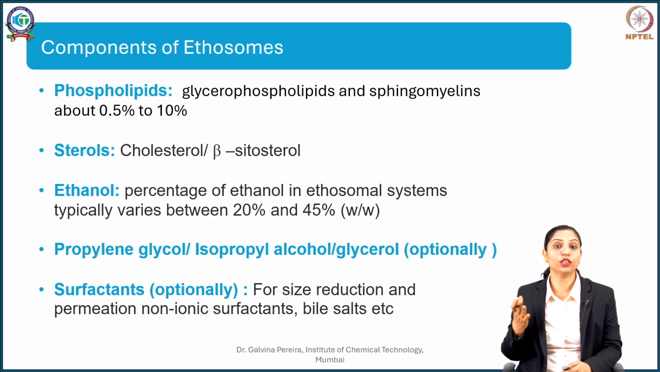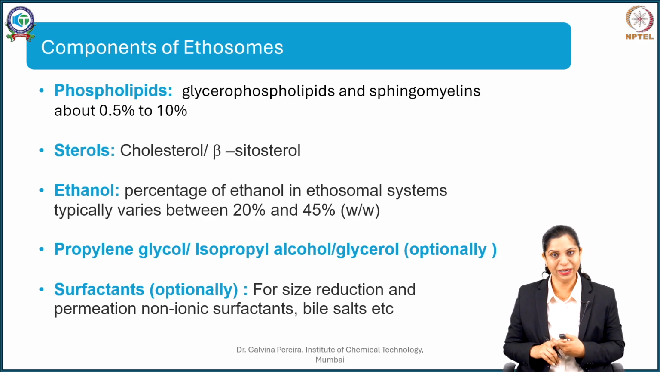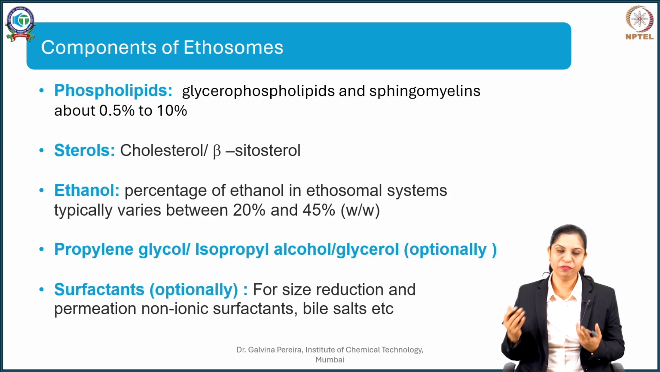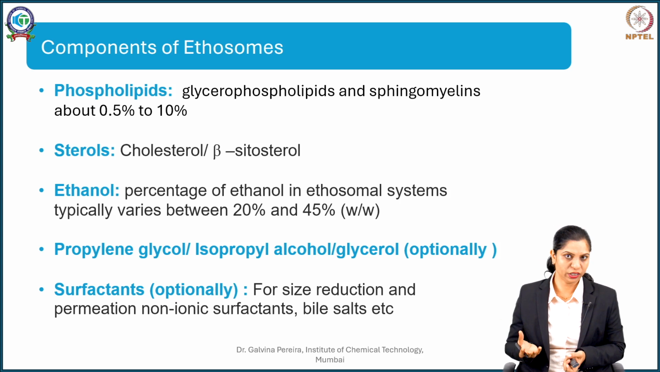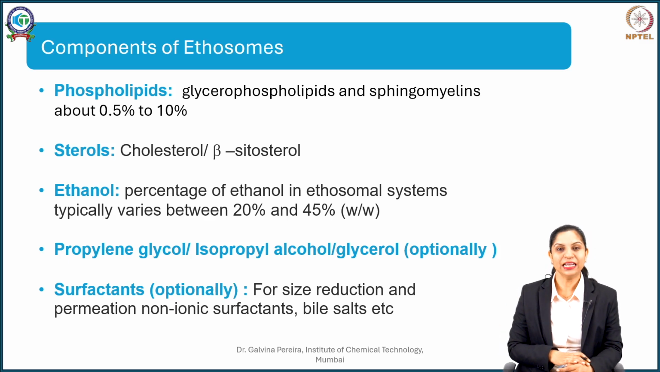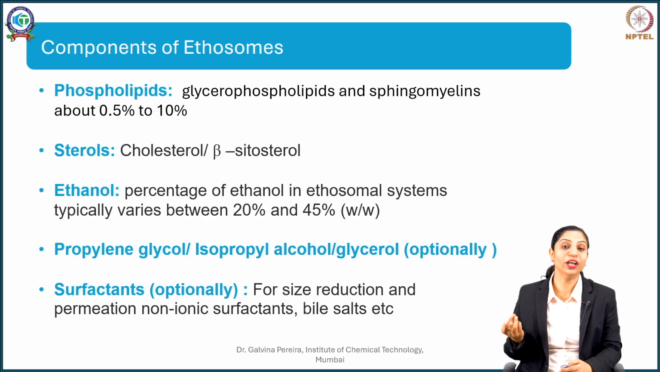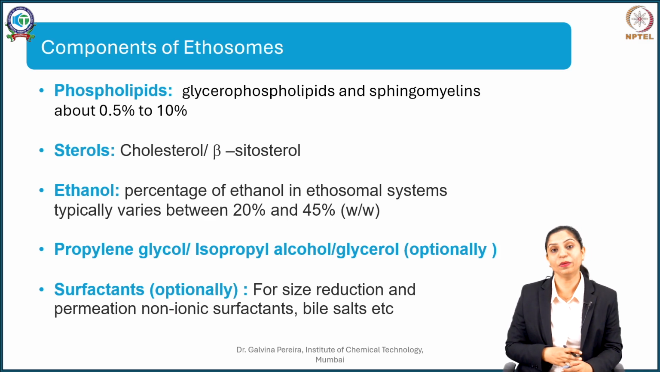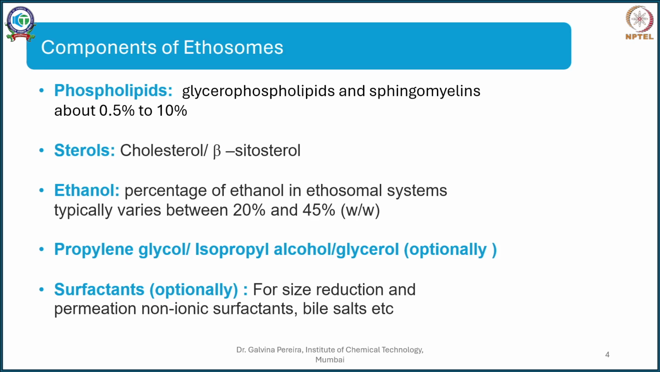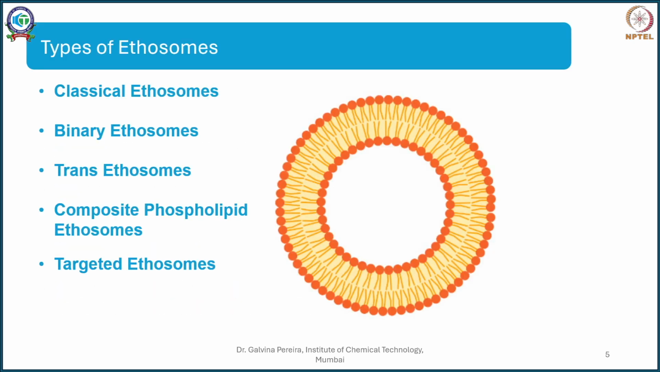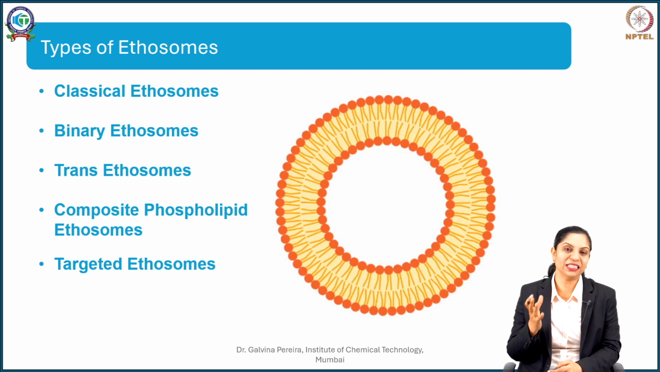So the components of your ethosomes principally consist of phospholipids, sterols, ethanol, which is the major percentage, and definitely water or an aqueous media. In addition to that, the substituents for your ethanol in some cases include propylene glycol, isopropyl alcohol, glycerol, as well as, in some cases, permeation enhancers like surfactants. In some cases, you might even have components such as transcutol being added. So what are these different types of ethosomes? Ethosomes can be classically divided into 5 categories. The very first category is your classical ethosomes.